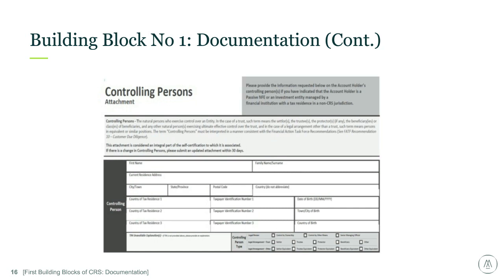So for CRS, we have this concept of controlling persons. We'll talk about in FATCA how it's a little bit different with U.S. substantial owners. But controlling persons are natural persons who exercise control over an entity. So you would collect the name and address information here, along with the different tax residence jurisdictions with their corresponding taxpayer ID numbers, so that the jurisdictions can find them to potentially charge them tax.